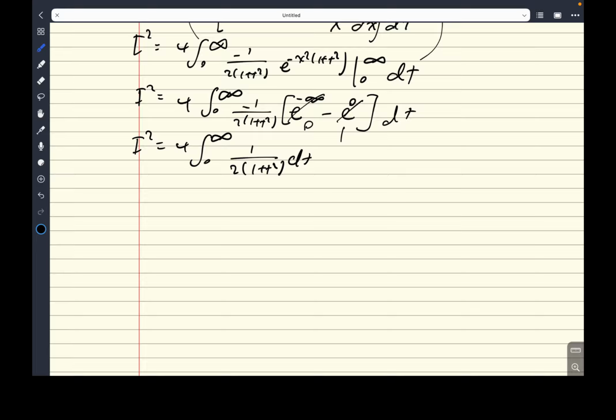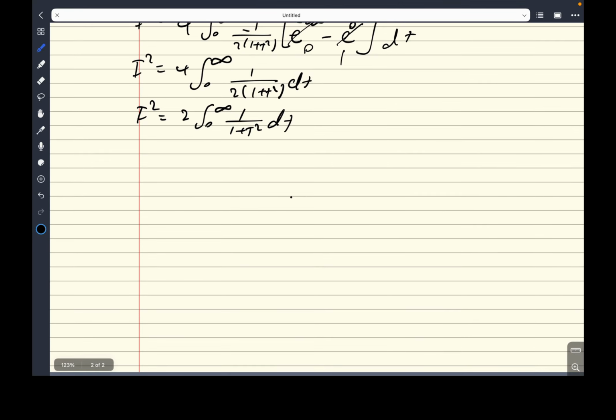The half is the constant. I can pull it out of this integral, and this is going to become 2 times the integral from 0 to infinity of 1 over 1 plus t squared dt. This is the integral of arctan of t. So I squared is 2 arctan of t from 0 to infinity.